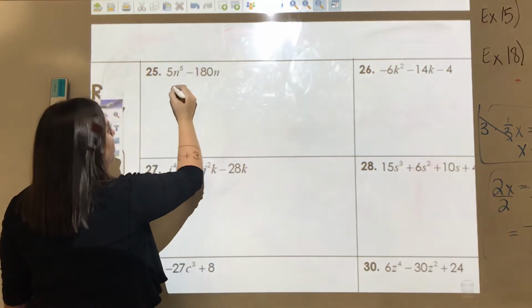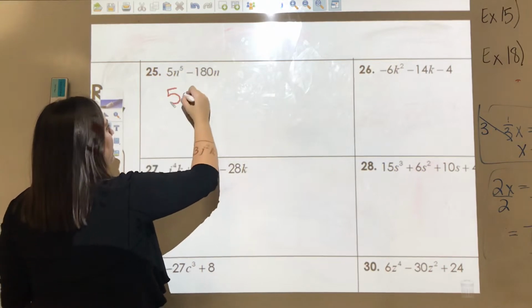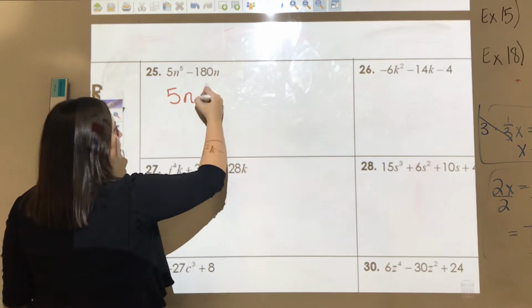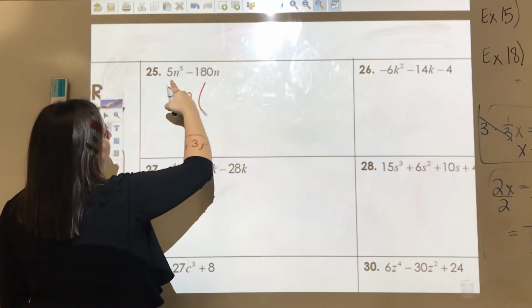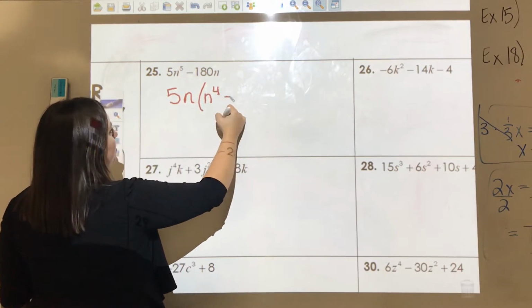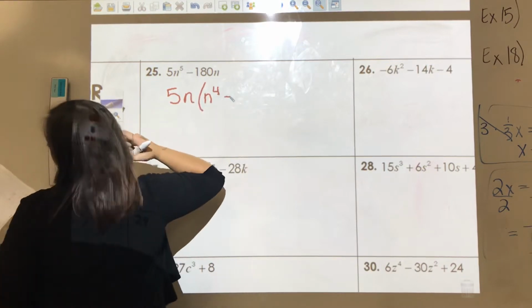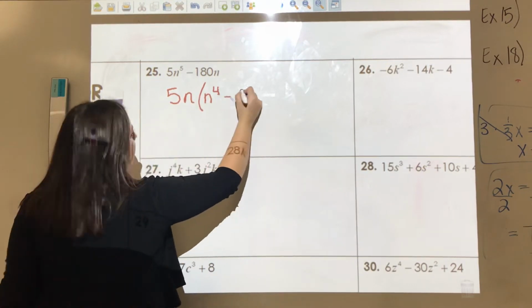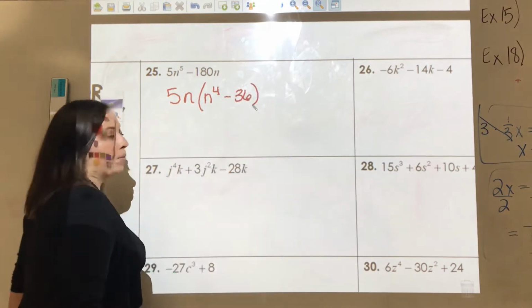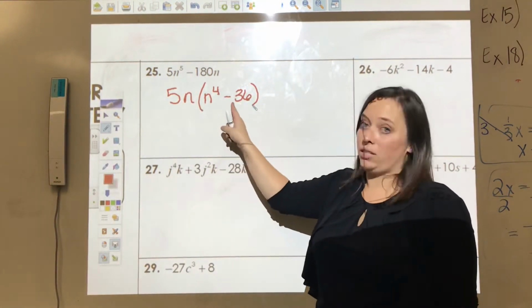Between 5 and 180, it has a factor of 5 in common. N to the 5th and n, it has a factor of n in common. 5n times what gives you 5n to the 5th? That's n to the 4th. Bring down your minus. 5n times what gives you 180n? 5 times 36. Normally you would say, okay, I'm done. I factored out the GCF, but we got to look at this right here.